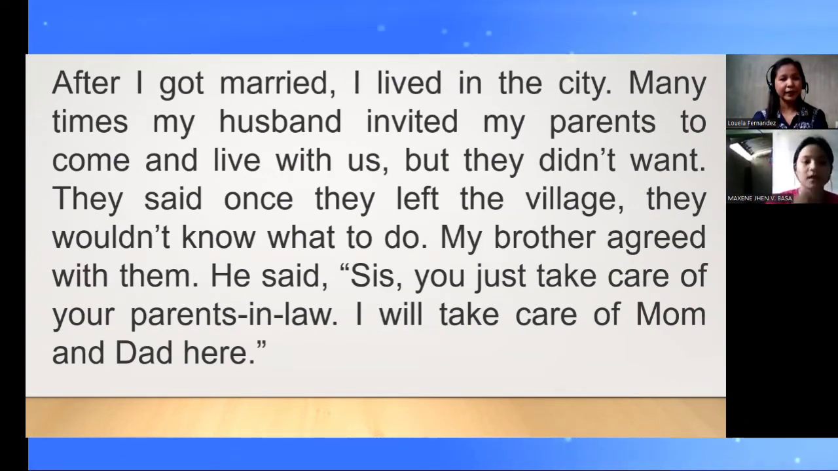After I got married, I lived in the city. Many times my husband invited my parents to come and live with us, but they didn't want to. They said once we leave the village, we would not know what to do. My brother agreed with them. He said, "Please, you just take care of your parents-in-law. I will take care of mom and dad here."